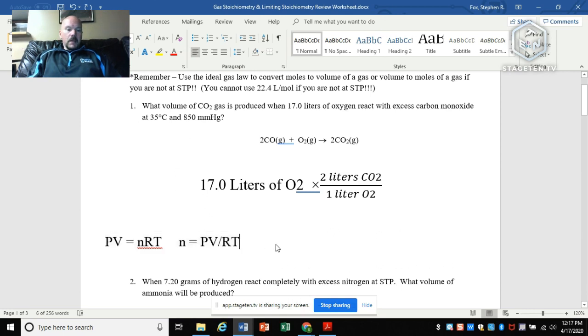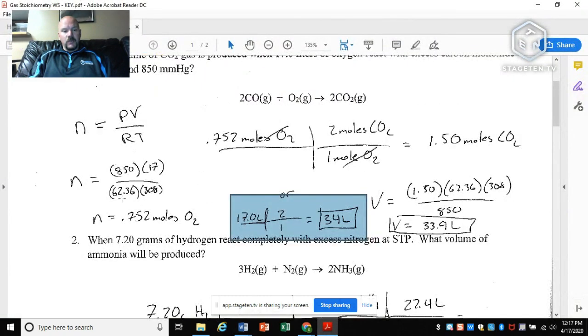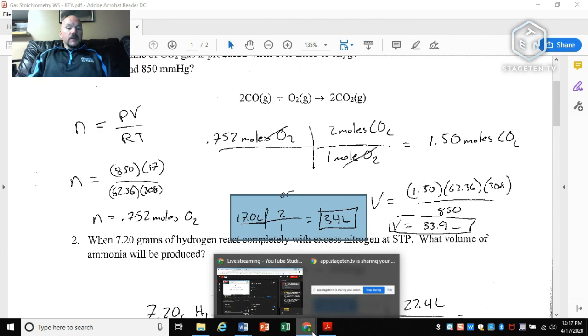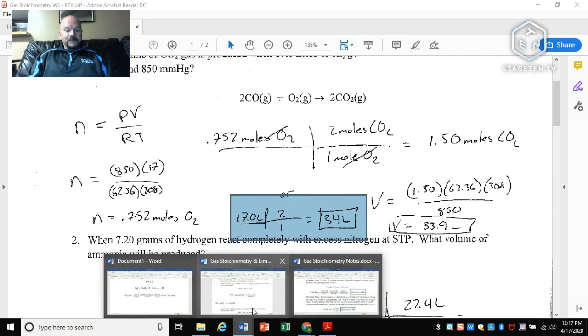After you figure out moles of oxygen, what you would do is take your liters of oxygen, plug it in for volume, take the pressure, plug it into pressure, take the temperature in Kelvin, plug it into T. Our R value, if you didn't see, is 62.36. That's the R value to use when you're at millimeters of mercury. So that's what you would plug in.